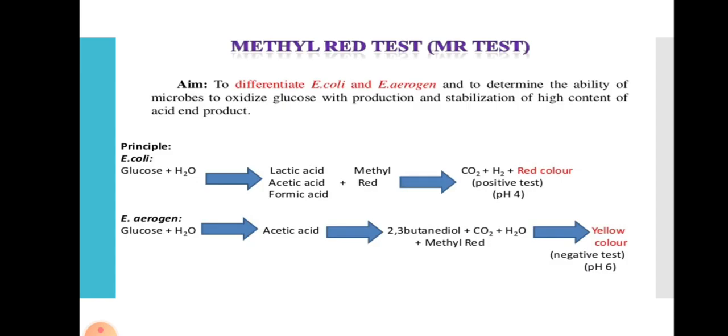The next test, the second test in IMViC, is Methyl Red Test. In short, it is known as MR test. Aim: to differentiate E. coli and Enterobacter aerogenes, the ability of microbes to oxidize glucose with production and stabilization of high content of acid end product.